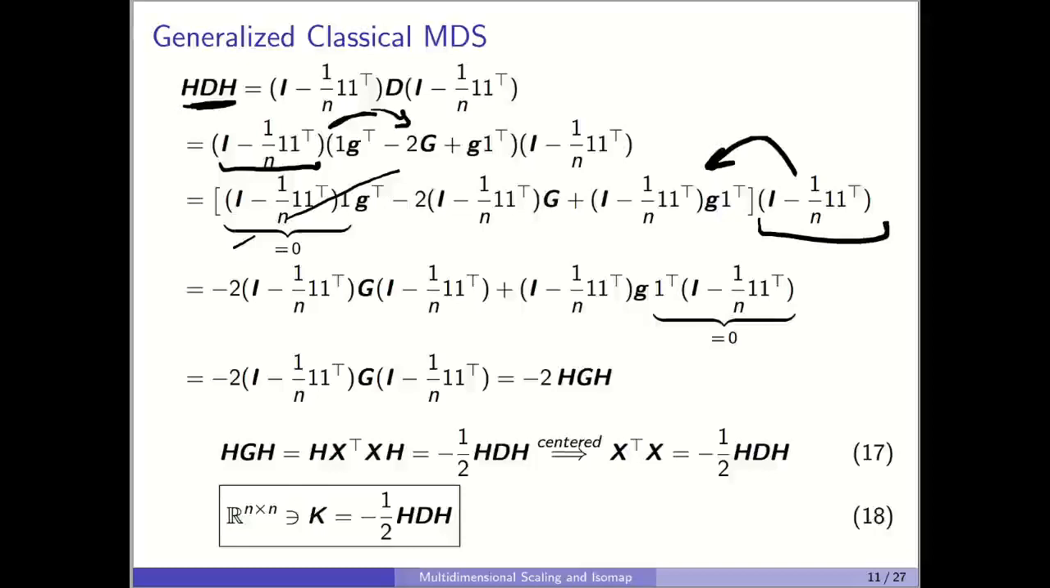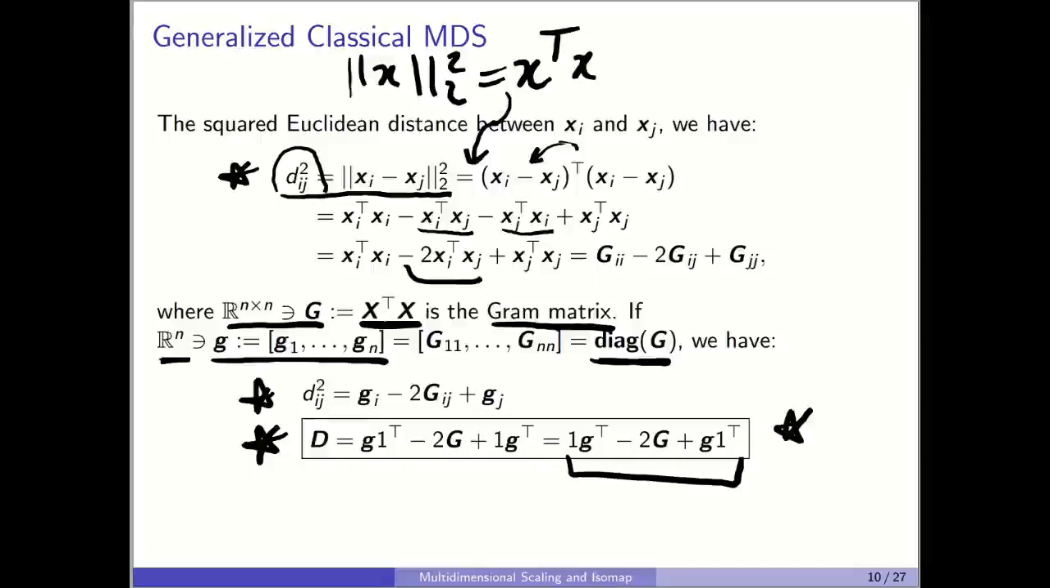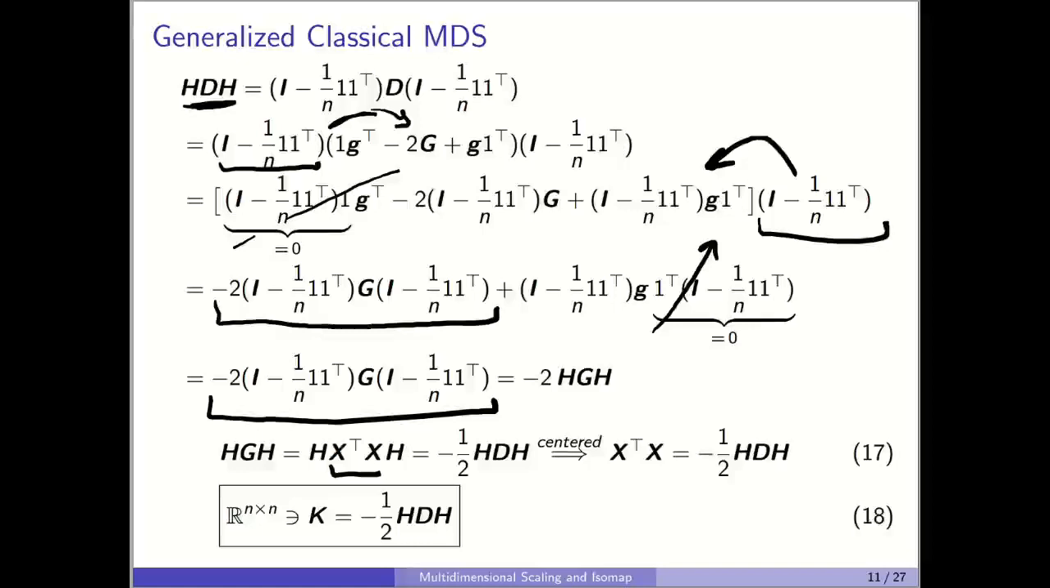Here we are centering vector 1 again, and it becomes 0, so it's cancelled too. So we only have this term left, which is here. And what is this? This is minus 2 HGH. Therefore, HGH is G. What was G? The Gram matrix, X transpose X. We replace it here, it is minus half HDH. If data is already centered, X transpose X is minus half HDH.